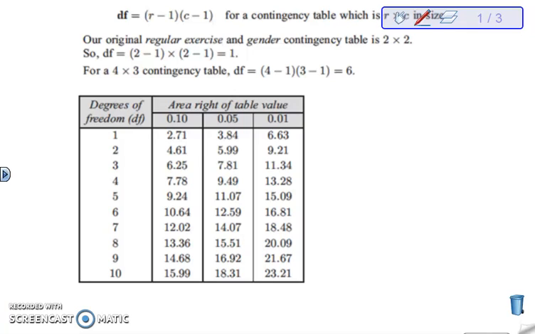To find the degrees of freedom, you take the number of rows minus 1 times the number of columns minus 1 in the table. So if you have a table that's 2 by 2, your degrees of freedom would be 1, because you're basically just taking 2 minus 1 times 2 minus 1. Another table that was 4 by 3 would have 6 degrees of freedom. Again, this has to do with how much flexibility we have in arranging the data in the table.